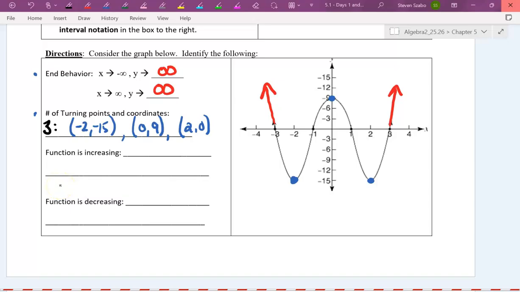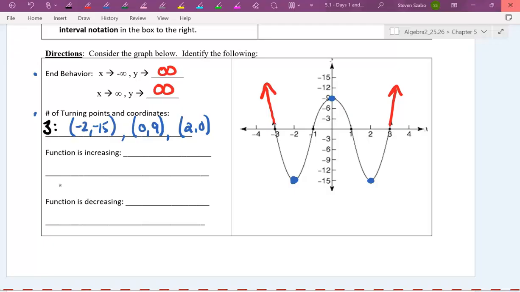My end behavior is going up on both sides. So as x goes to negative infinity, y goes to infinity. As x goes to infinity, y also is going to infinity. I have 3 turning points, and these are the coordinates. Careful with these. I know those look like negatives. It's just because those numbers got placed in a weird spot. So you just got to be careful with that.